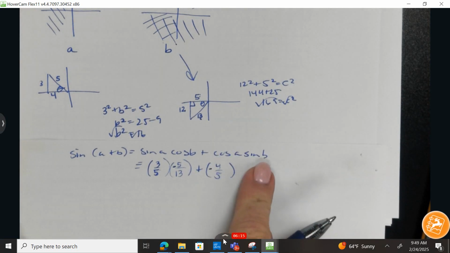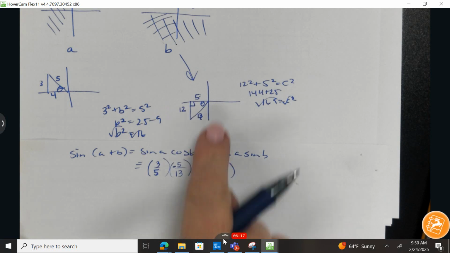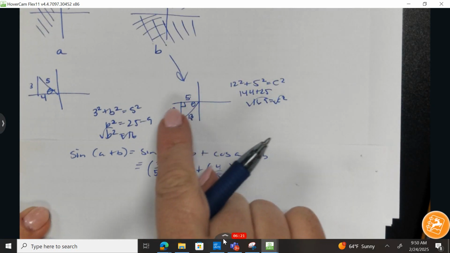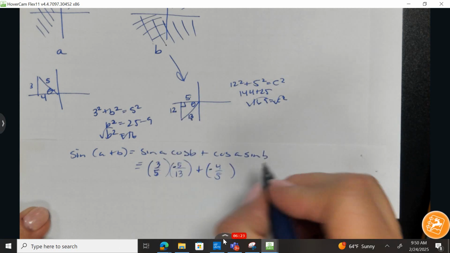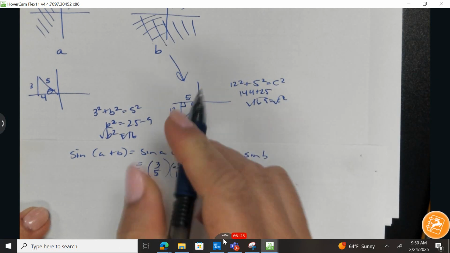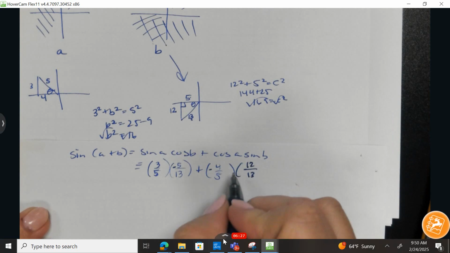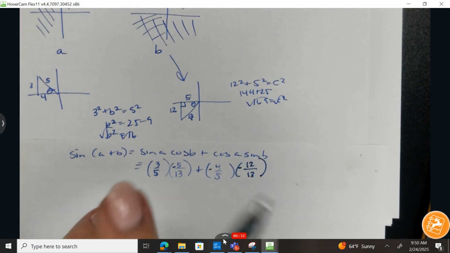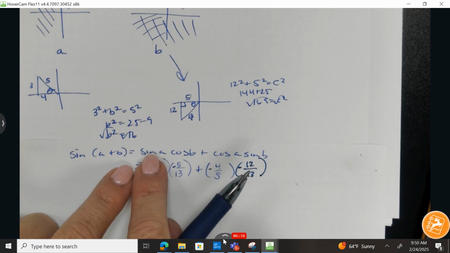Now we need to do the sine of B. Okay, so B is back up here. Sine is going to be opposite over hypotenuse. And I know in quadrant number 3, this is going to be negative. So I just want to make sure my signs are right. Since I switched writing utensils, I want to make sure I'm paying attention.